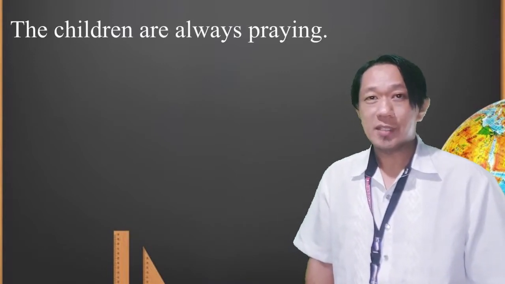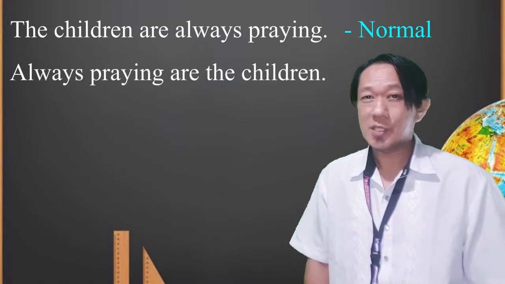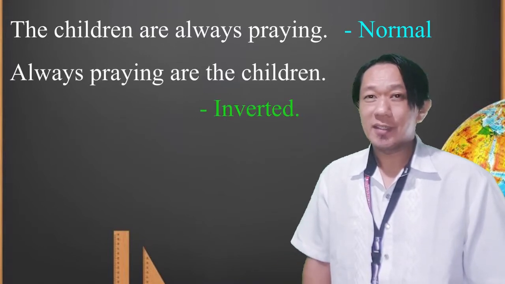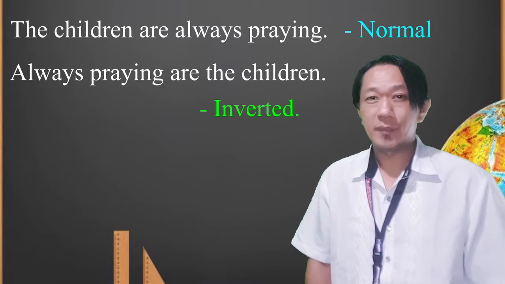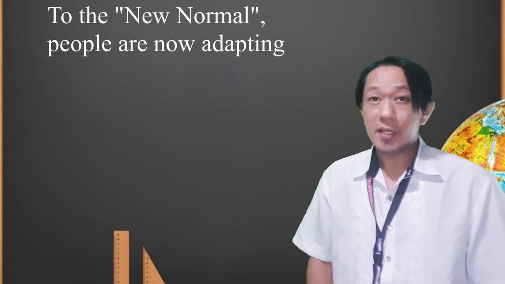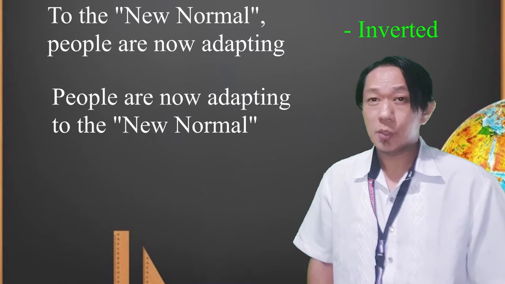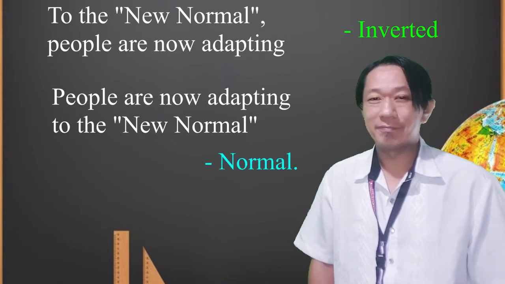Let us now go to the answers. So for the first sentence, The children are always praying, that is normal. Always praying are the children, that is inverted. The next one. To the new normal, people are now adapting, that is inverted. People are now adapting to the new normal, that is normal.